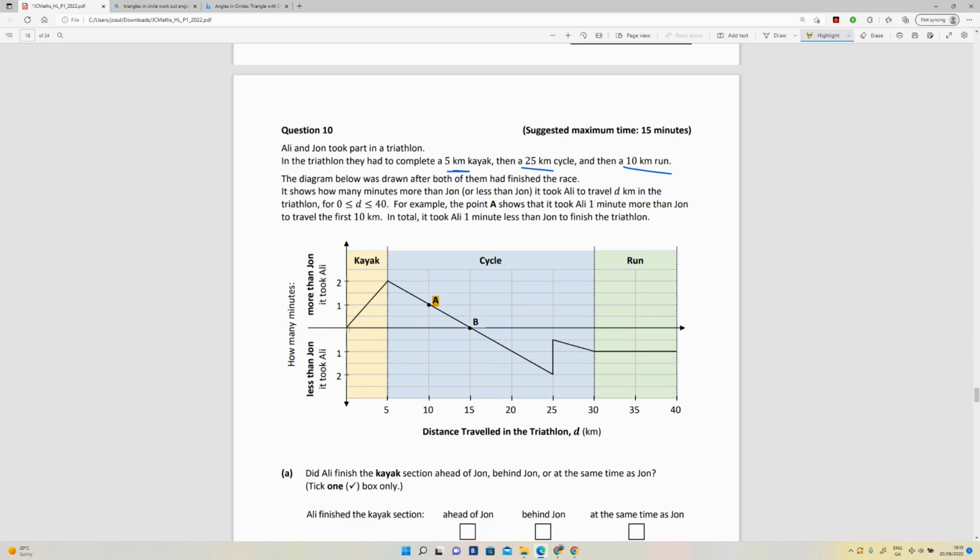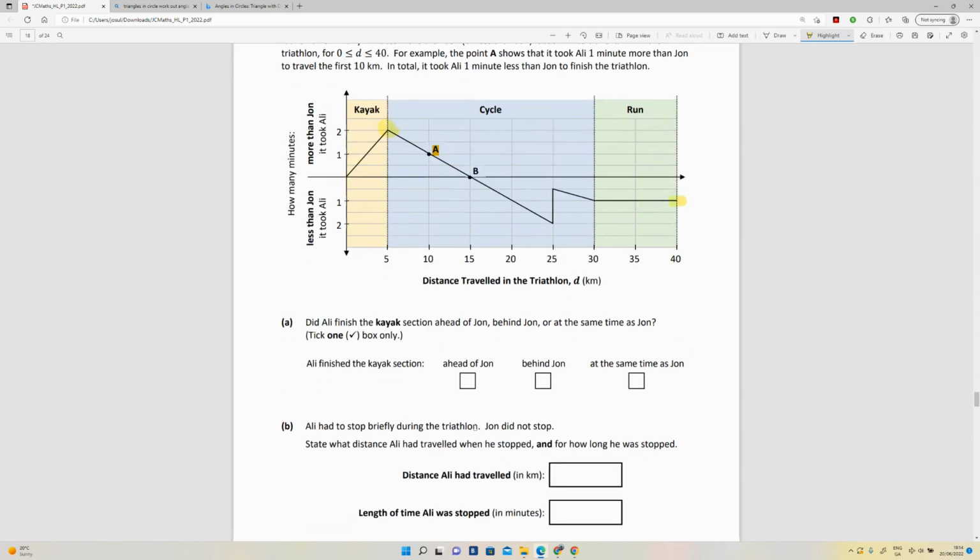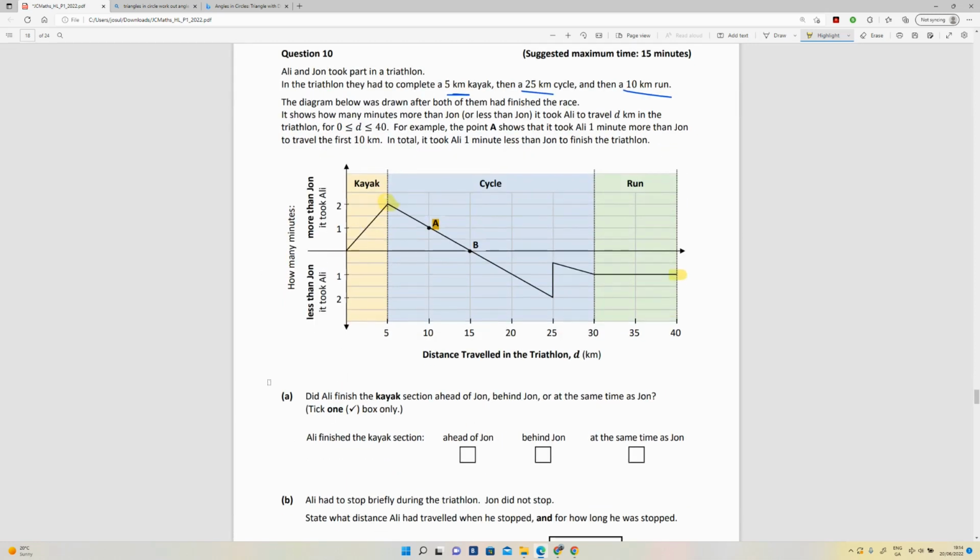So in the kayak part, you can see that John after the kayak was 2 minutes ahead of Ali, because this is how many minutes more than John it took Ali. So it took Ali 2 minutes more. And then point 2 is where Ali made up a bit of ground, but he's still a minute behind John. In total, it took Ali 1 minute less than John to finish the triathlon. Okay. So an interesting one. So question A, did Ali finish the kayak section ahead of John, behind John, or at the same time as John?